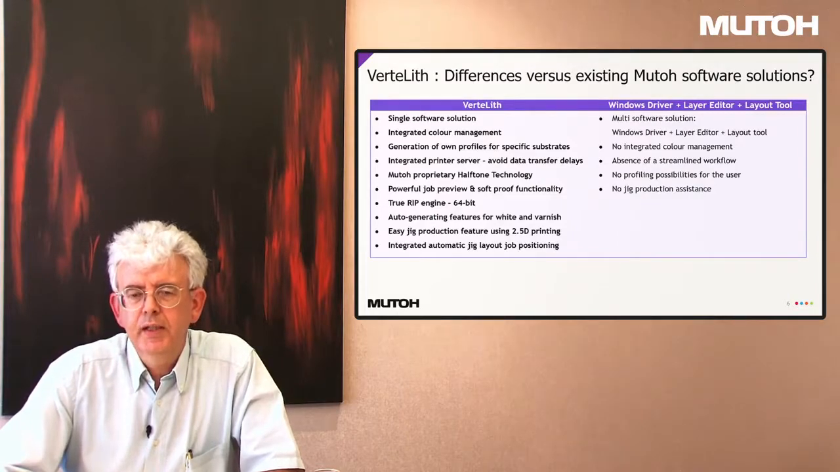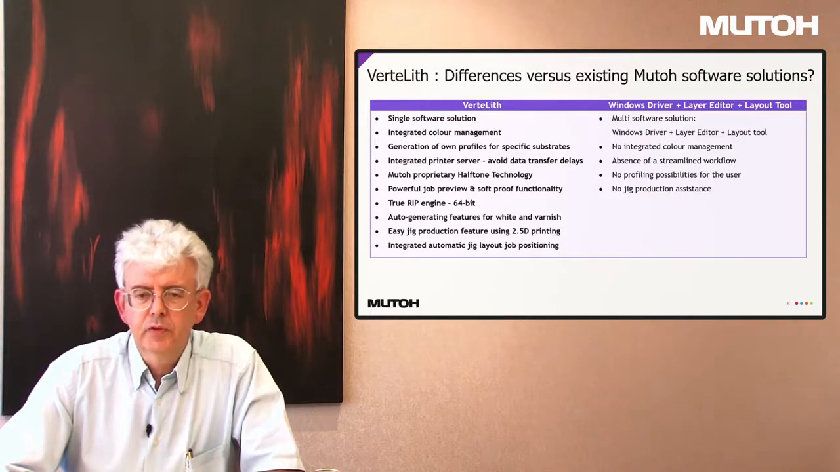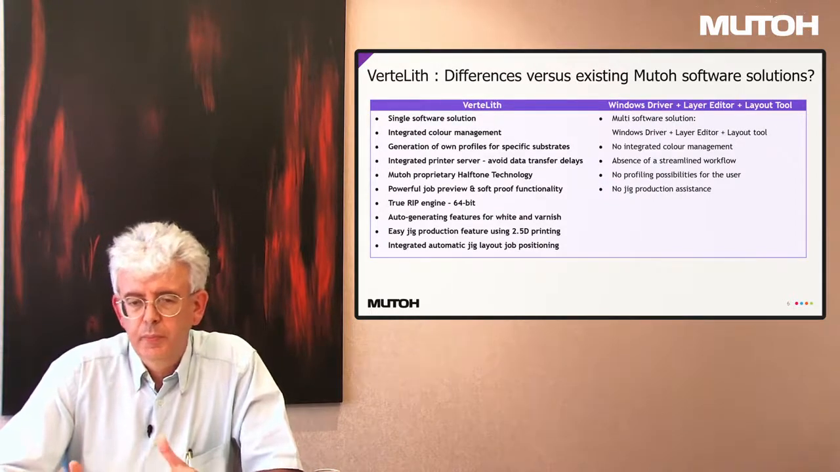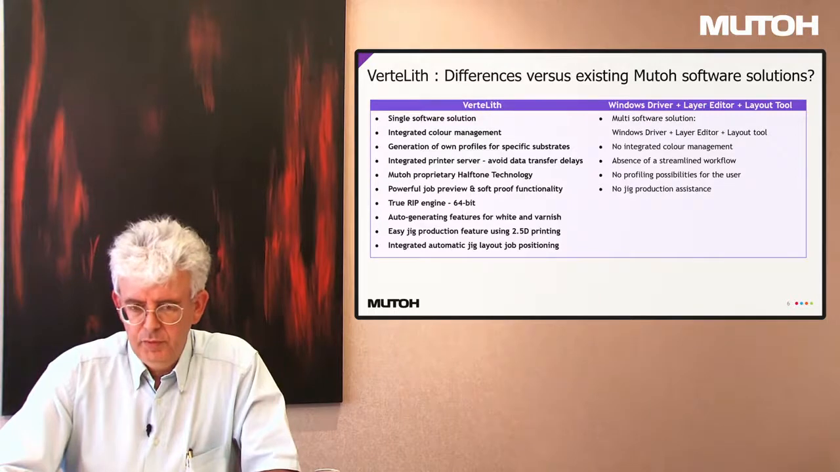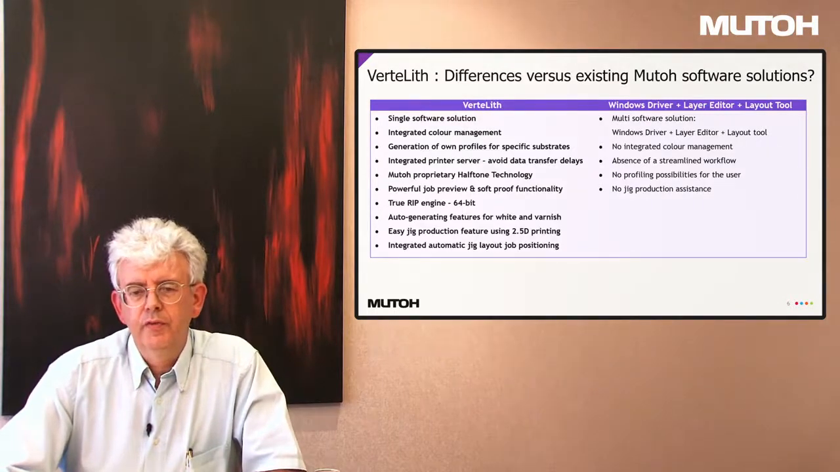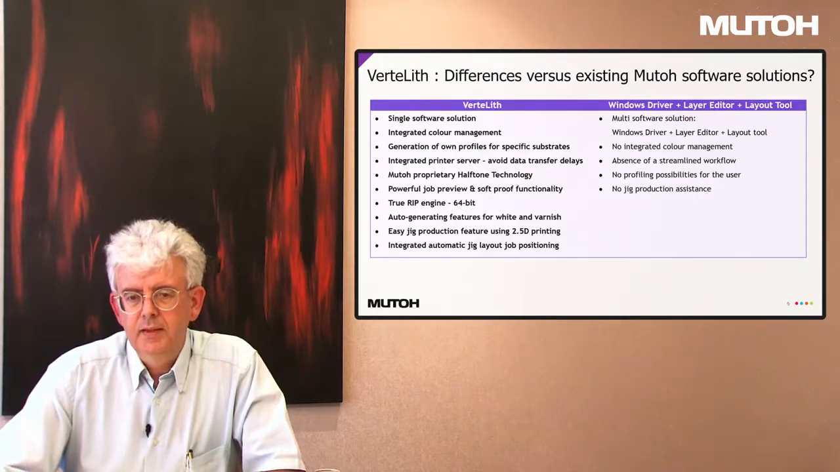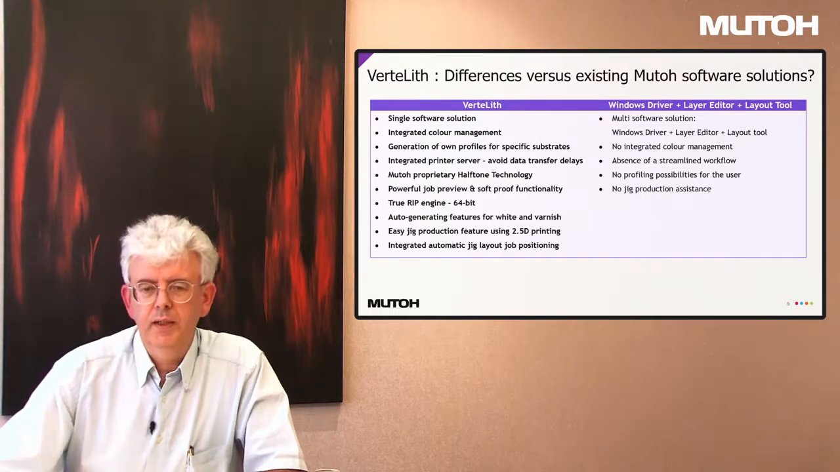Proprietary halftoning, full-fledged preview, which is useful sometimes in giving support, but certainly also if you train the customer in specific cases, it can be very useful for the customer also. Auto-generating of the white and the varnish, and the jig workflow, which we can have a look at.